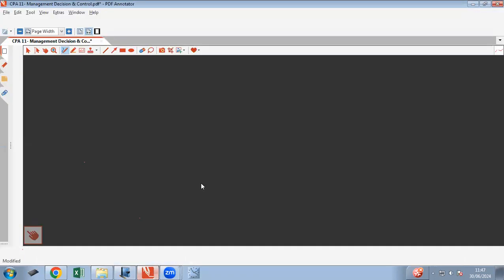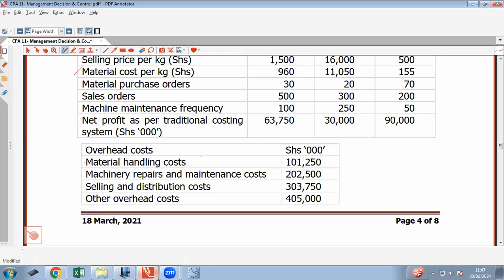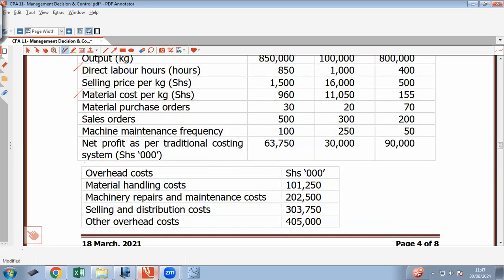So let us come and look at the overheads. We have, first of all, the cost drivers: material purchase orders, sales orders, and machine maintenance frequency. There are 3 of them. But we have the overheads, which include material handling cost. What will be the appropriate cost driver? Material purchase orders. So we are going to use material purchase orders. Then how about machine repair and maintenance cost? Frequency, right? Then for selling and distribution, sales orders.